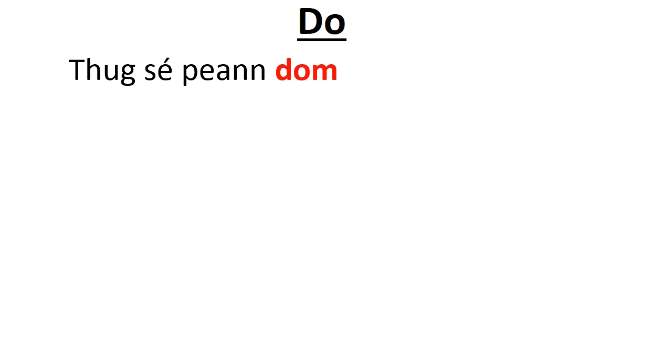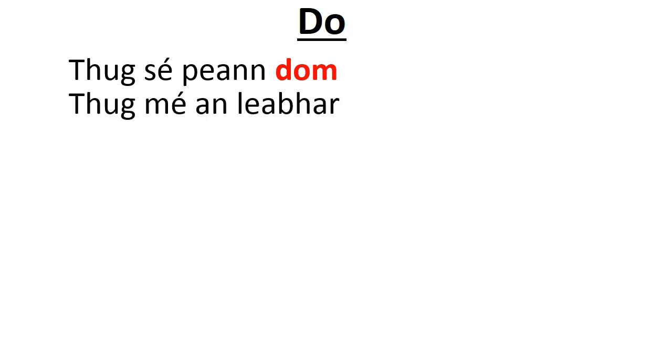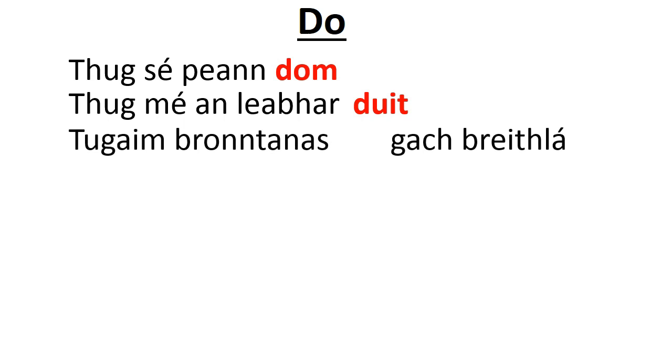Okay, so we're just going to look at the first one, which is to me. So we're talking about me. Thug sé peann dom. He gave a pen to me. So do, which means to, changes to dom if you're talking about me. To me. Thug sé peann dom. Thug mé an leabhar duit. I gave the book to you. So duit is to you. Thug mé an leabhar duit.